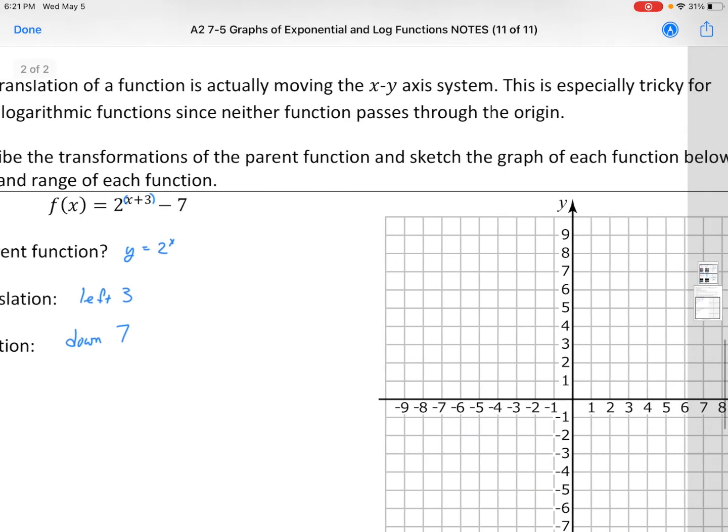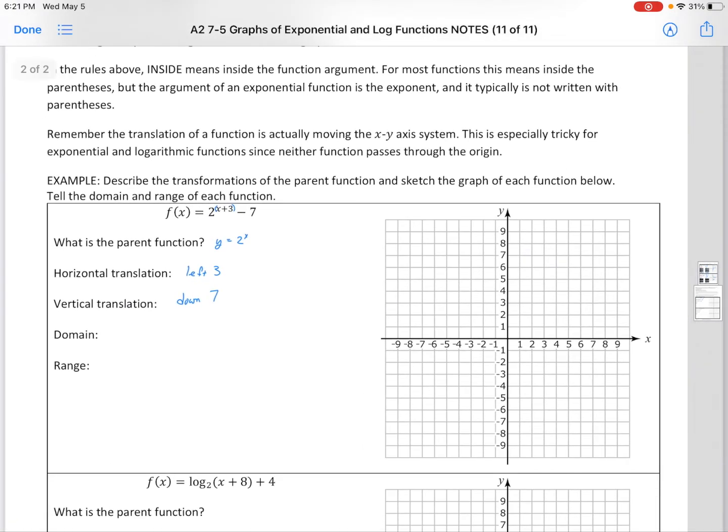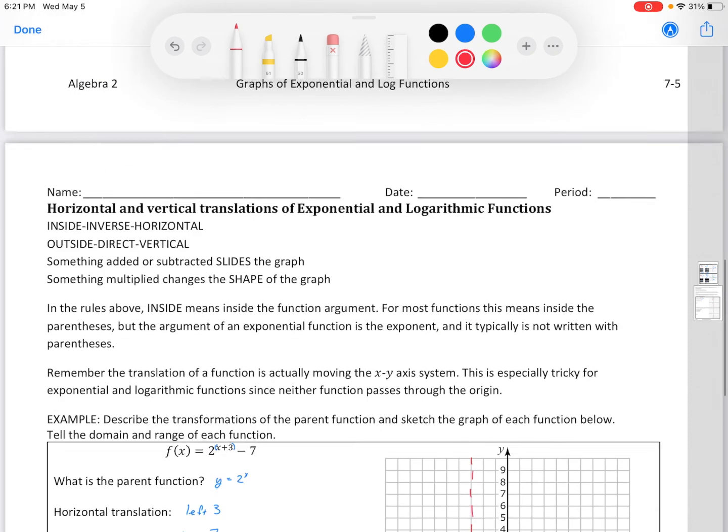let's just graph it. I've encouraged you since early this year when we first began to graph to always do this with your graphs. That is, if I say it's going to be left 3, then I'm going to put a little dotted line 3 grids to the left. That's at x equals negative 3. And if its downshift is 7, then I'm going to put a horizontal dotted line at y equals negative 7. Now, this is one of the tricky things about this graph.